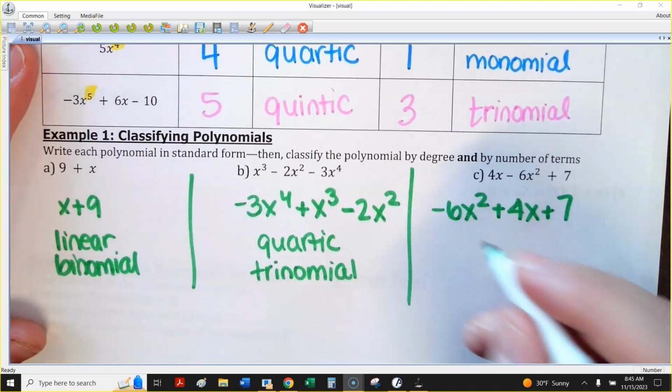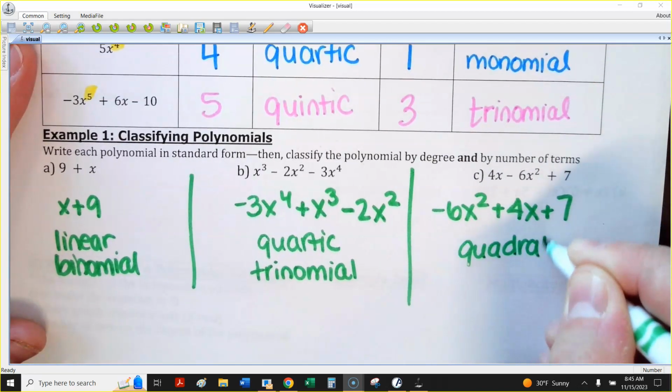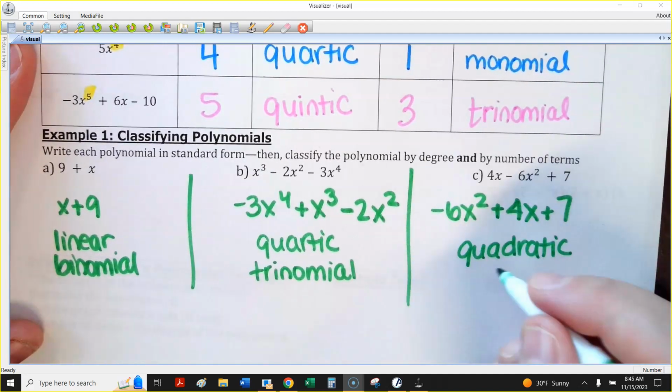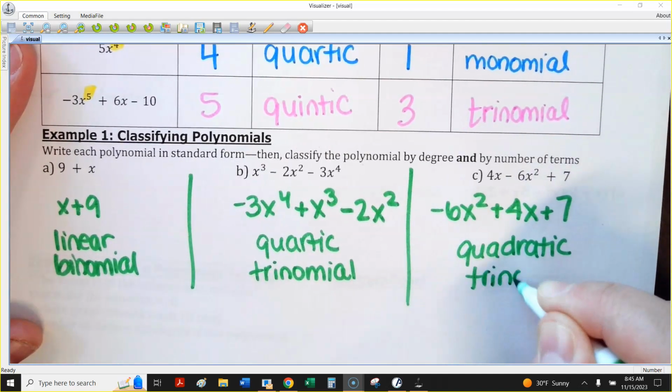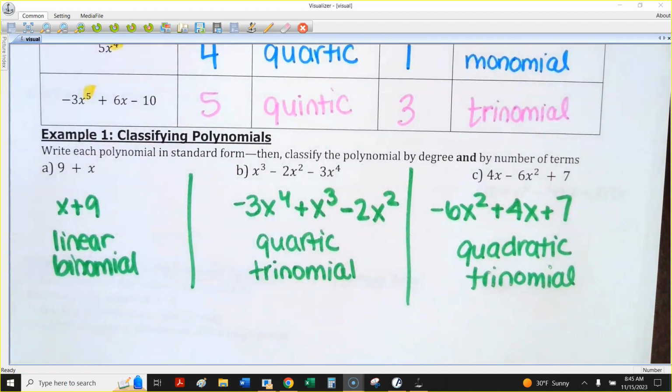And for my name, this guy, x squared, is going to be the quadratic, just like we got done with in our last unit. And I got three terms on this one also, so this is a trinomial. Is anybody having a question?